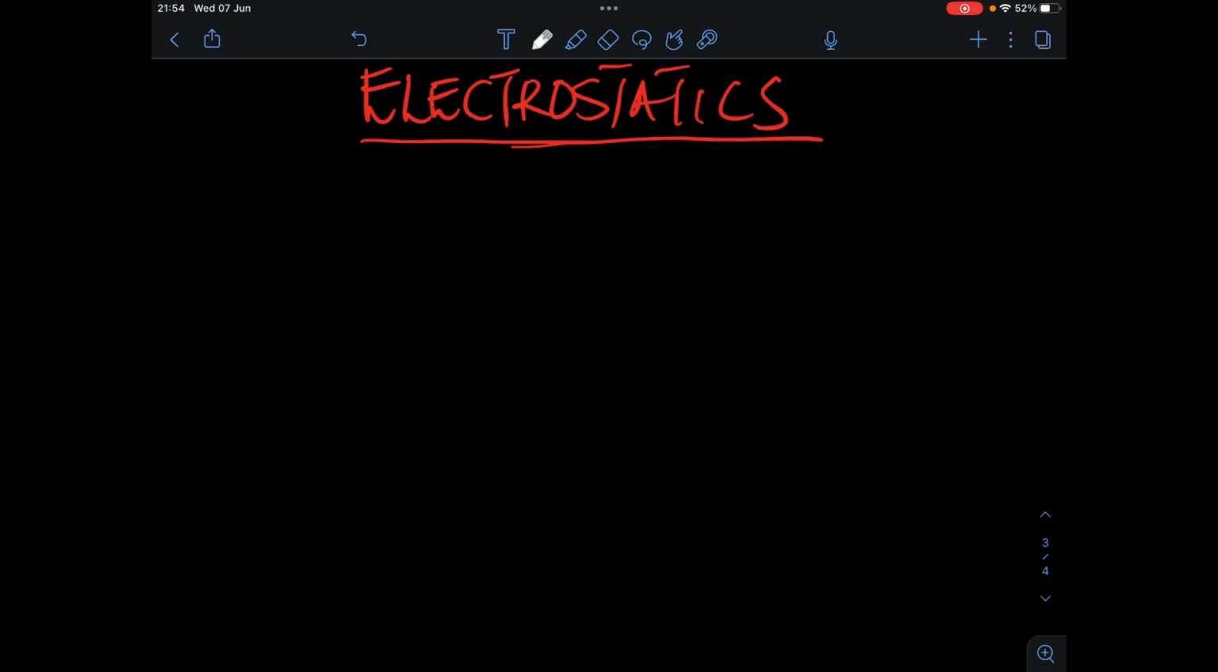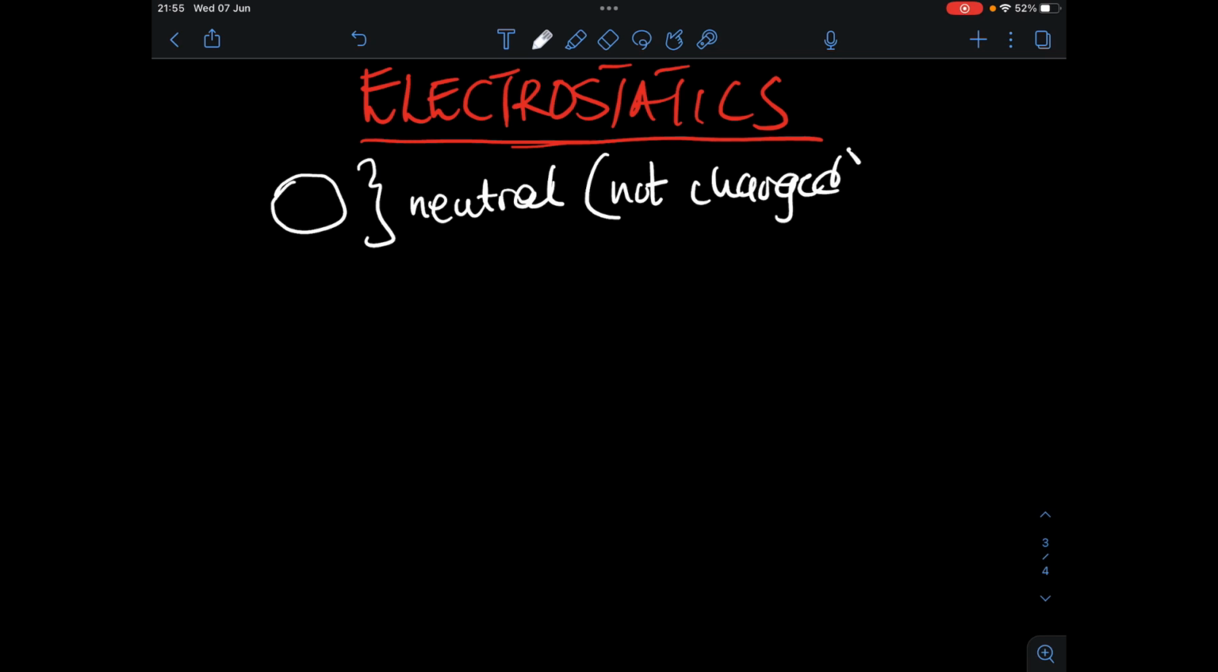Today, guys, I'm going to do an introduction to electrostatics. When we talk about an object that is neutral, we simply mean that it is not charged, right? And if it's not charged, that means the protons that are there are equivalent to the electrons that are there.